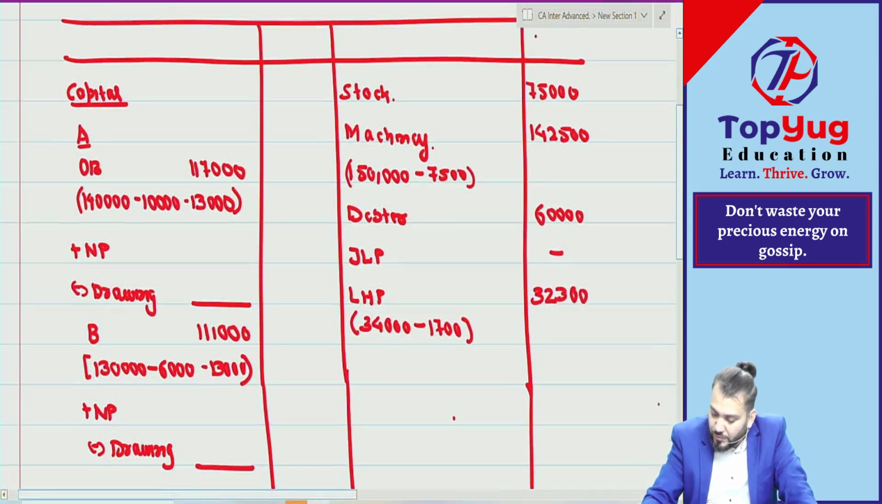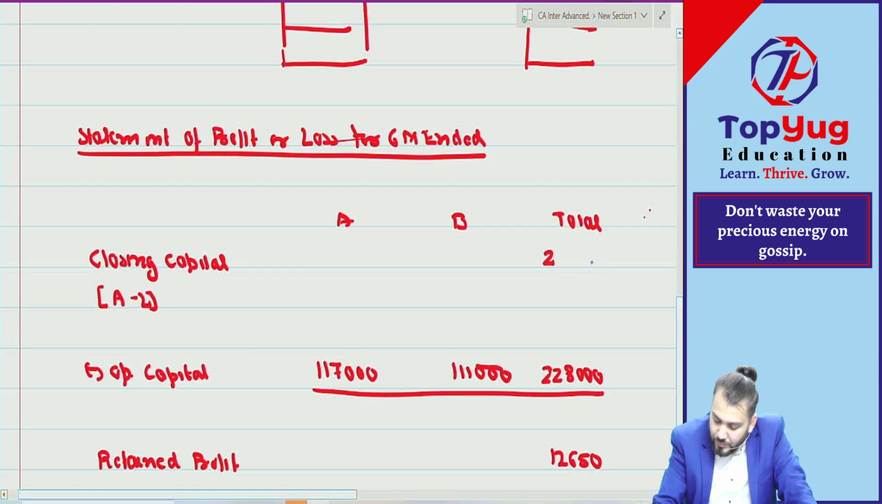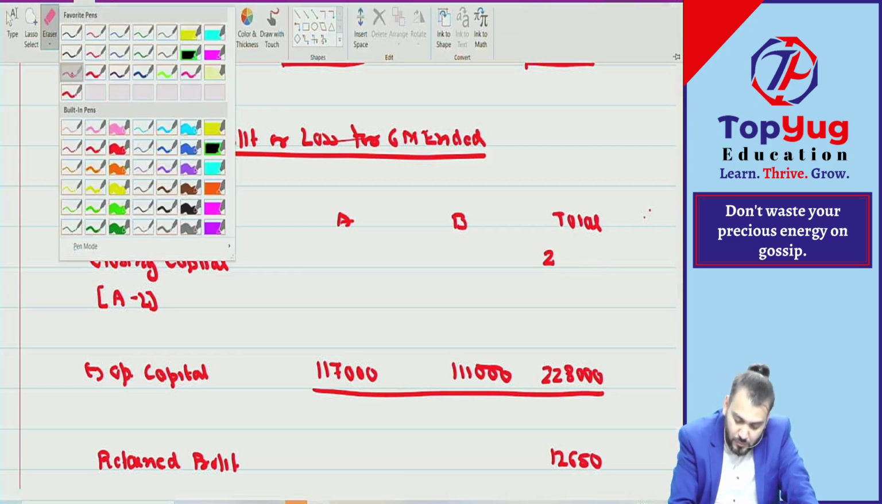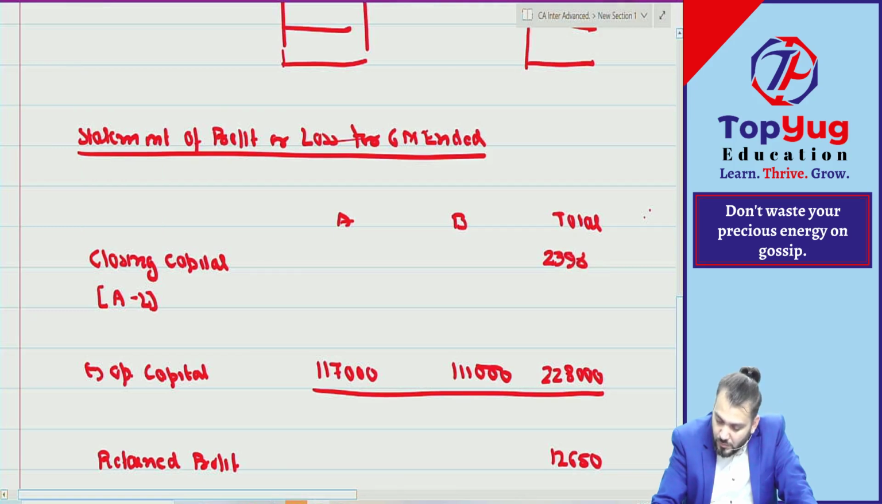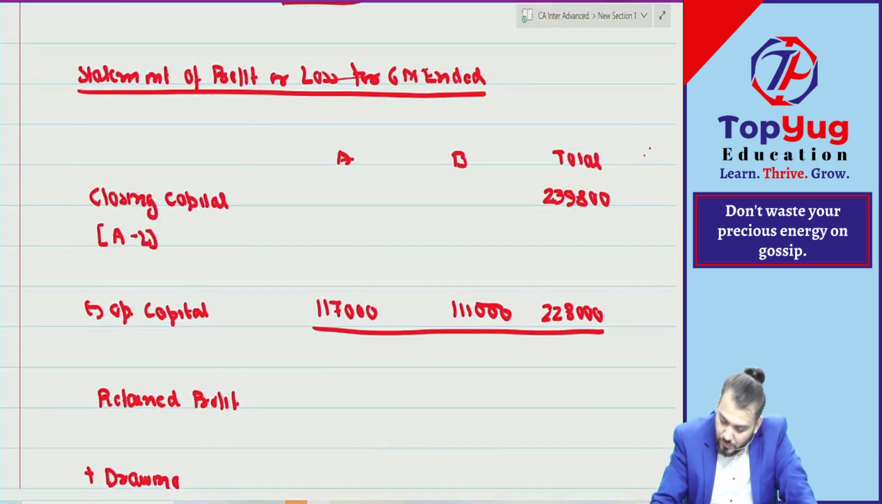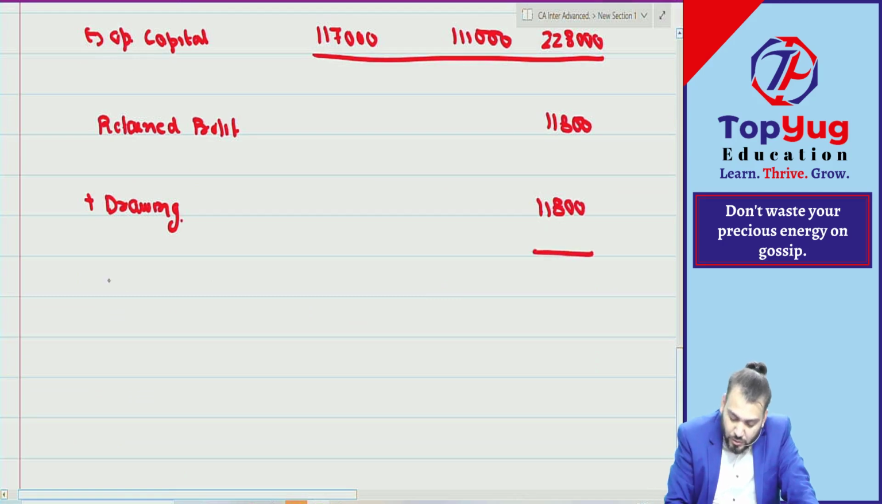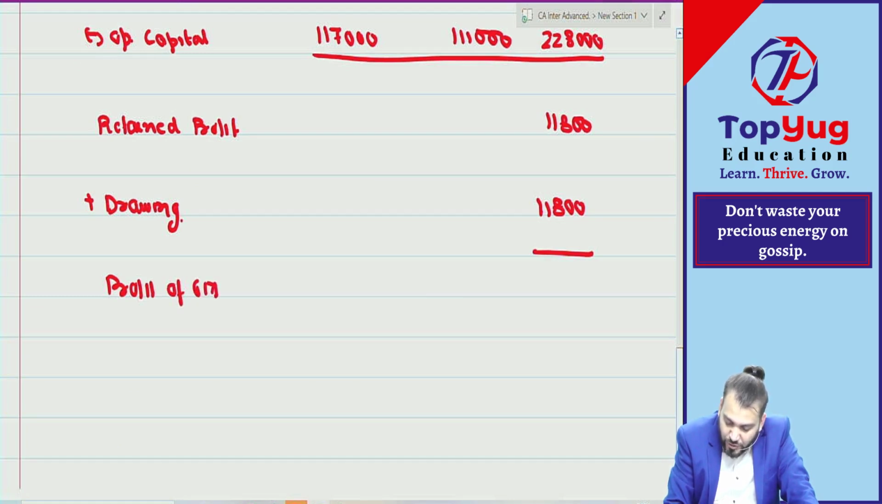32,300. Now what is the closing? 2,39,800. Now how much? 11,800. Drawing will be how much? 11,800. So what is the profit of 6 months? How much? 23,600. Can you allocate in PSR?